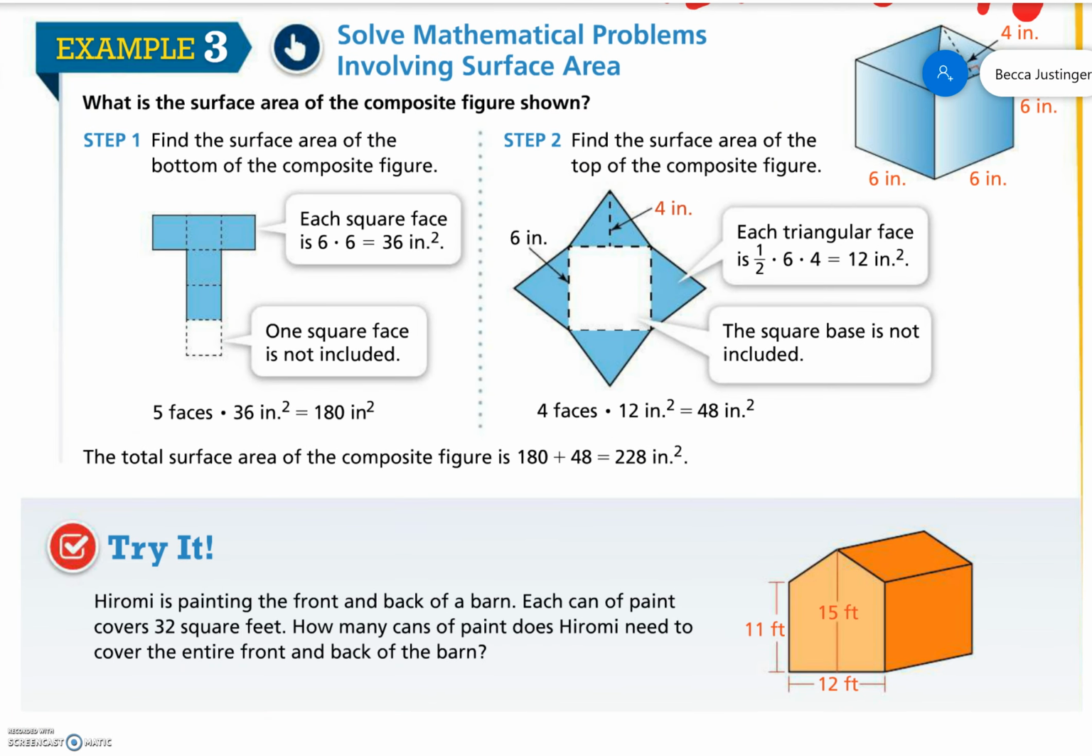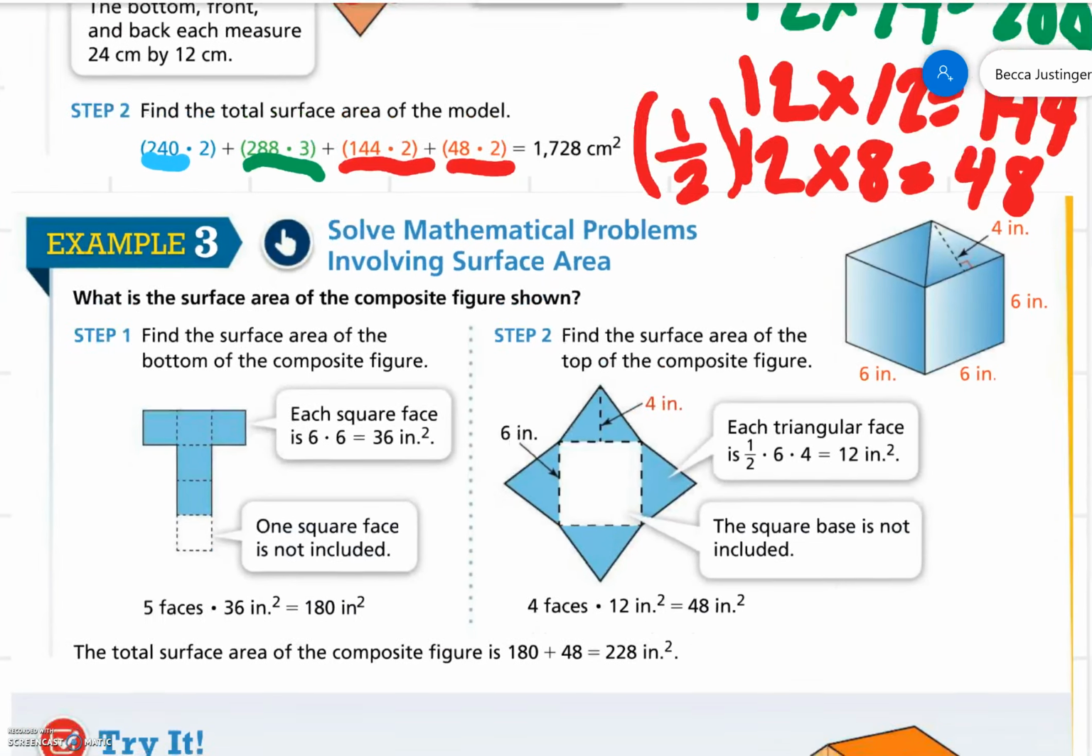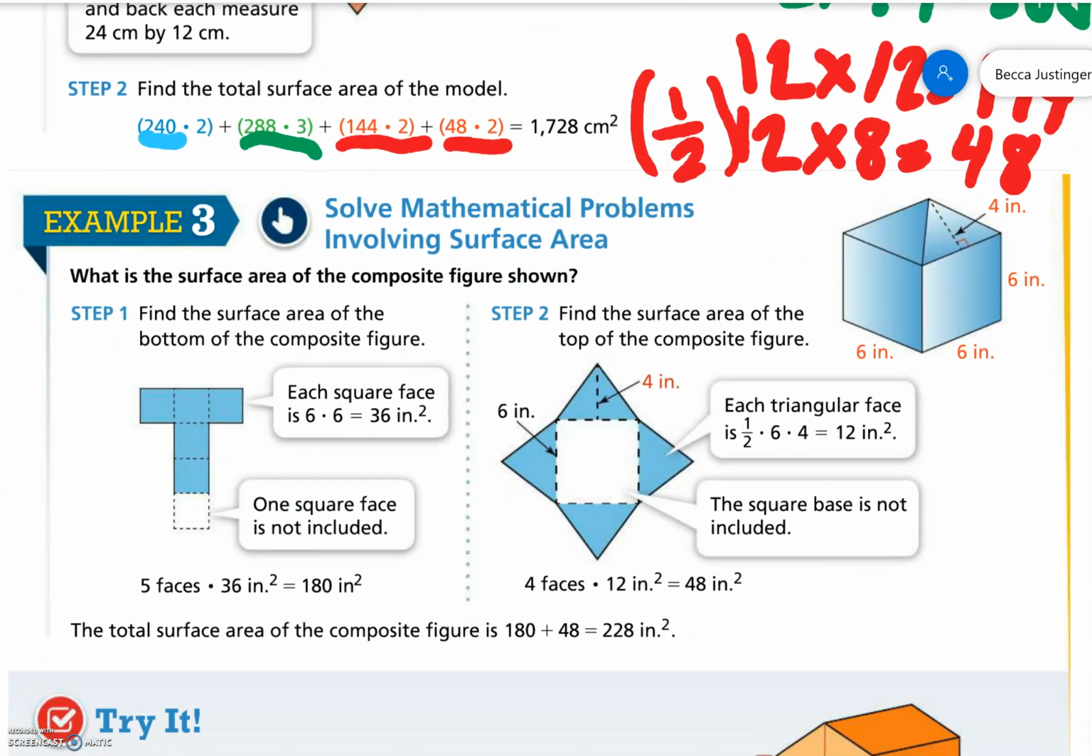Solve mathematical problems involving surface area. What is the surface area of the composite figure drawn? So find the surface area at the bottom of the composite figure. So each square face is 6 by 6, and 1 square face is not included. So 6 times 6 is 36, and there are 5 of them.